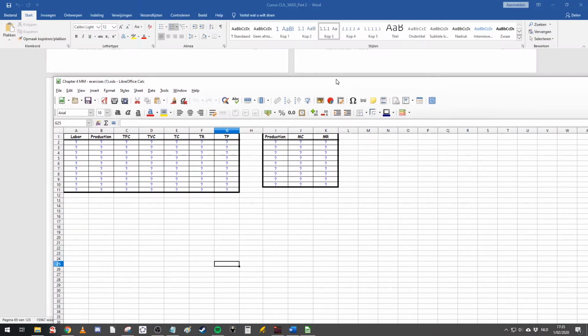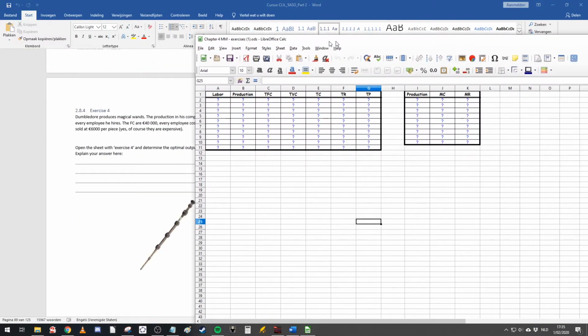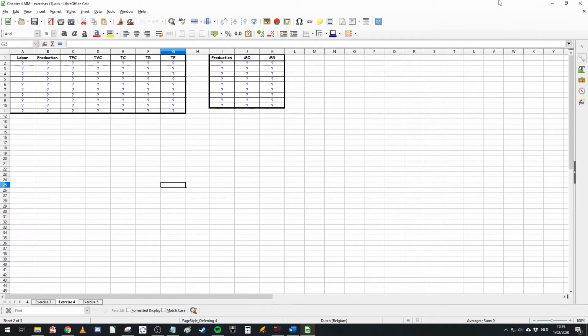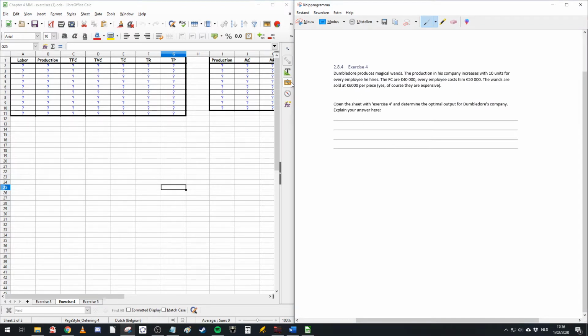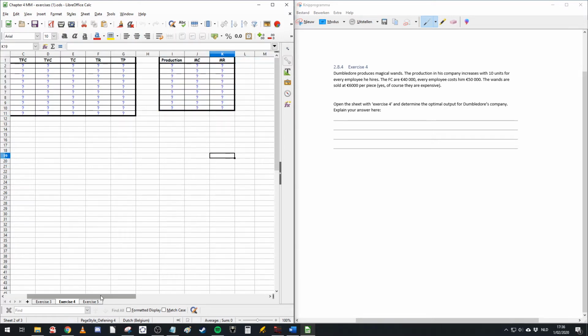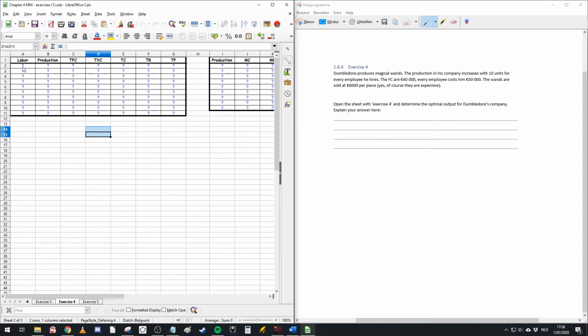I will do it like this so we can still actually see the questions. Let's see. I have to find my... Here it is. So, obviously, we will start with this table over here before we go over to this one. So right now, we will start with labor. So labor is about employees, and we always start with 0, and then we will see what the effect will be of 0 employees in your company.